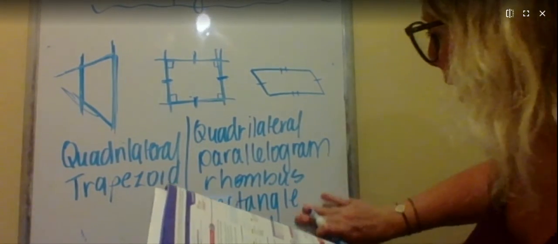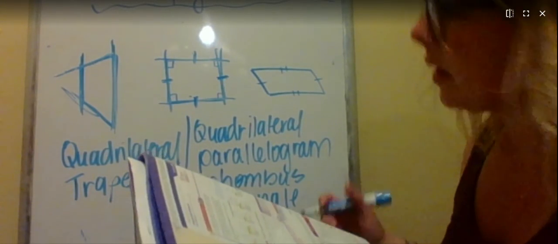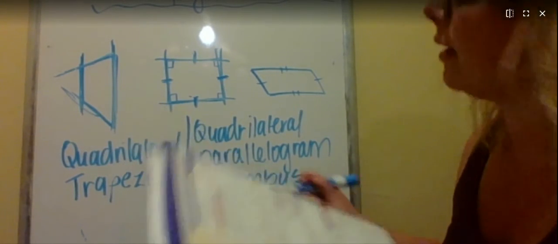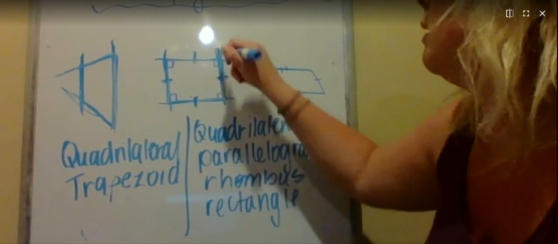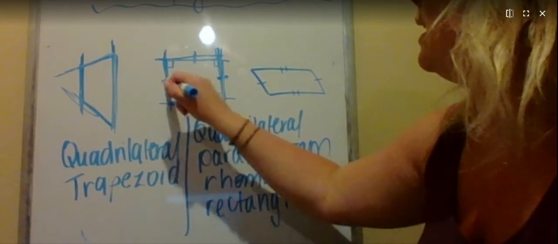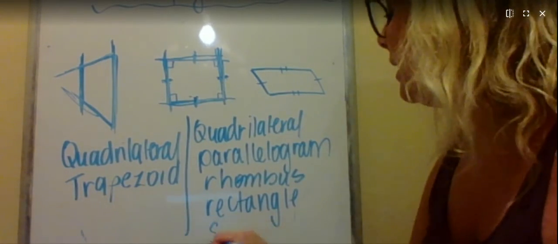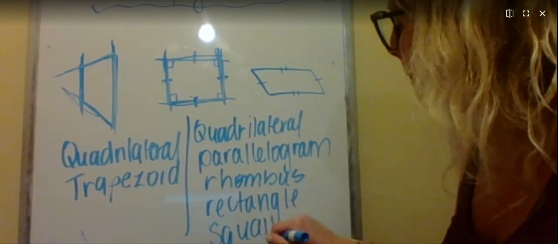Okay, so it's a quadrilateral. And let's see if it's a square. Does it have two pairs of parallel sides? Yes, here's my one pair, my second pair. Does it have four sides equal in length? Yes, all equal in length. And do they have four right angles? Yes. So it is a square as well.